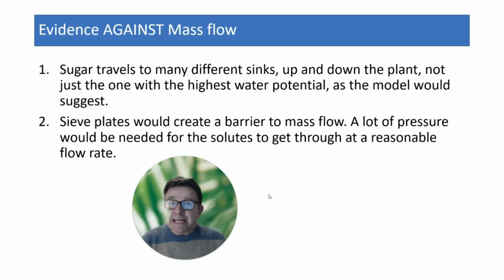What evidence though is there against mass flow? Well, there are two main areas. The fact is that sugar does travel to many different sinks, so it doesn't just travel down the plant, it could travel up the plant as well, and also not just to the one with the highest water potential, as the model would suggest. Secondly, if you remember back to the structure of the phloem in my translocation video, sieve plates would create, and they do create, a barrier to mass flow. So a lot of pressure would be needed for the solutes to get through at a reasonable flow rate. Those are the two main areas of evidence against mass flow.